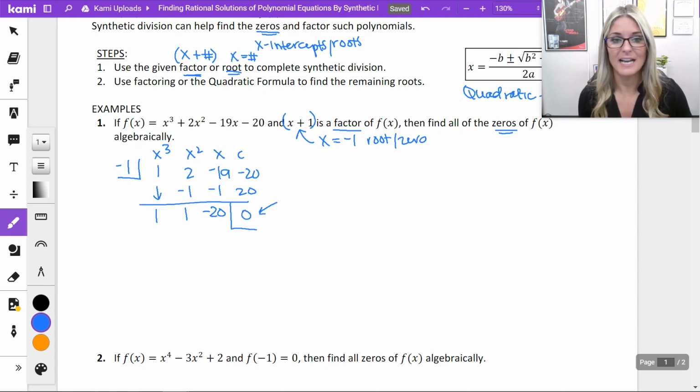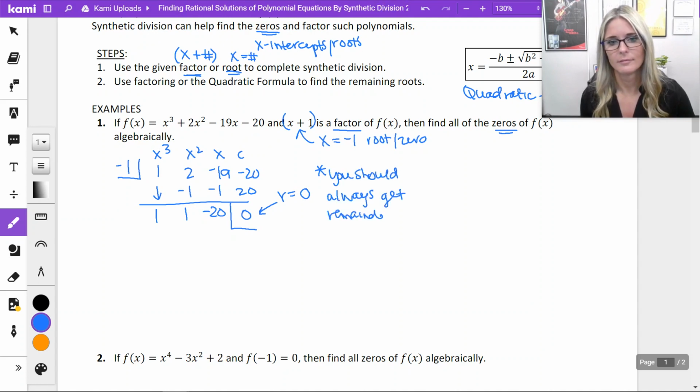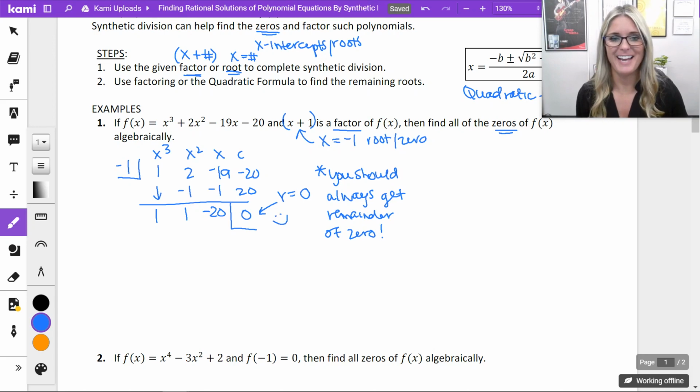Now, remember, this last part is our remainder. And I got 0, which means it is a factor. You should get 0 here every time. They're not lying to us in the problem when they say x plus 1 is a factor. So you should always get 0 here, or go back and check your work. Okay, so make sure you always get a 0 there. That is good and happy.